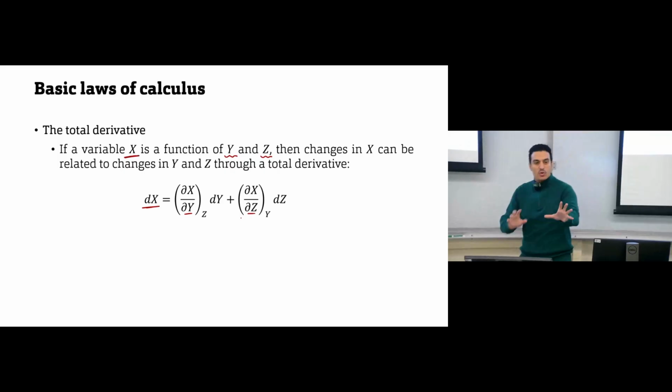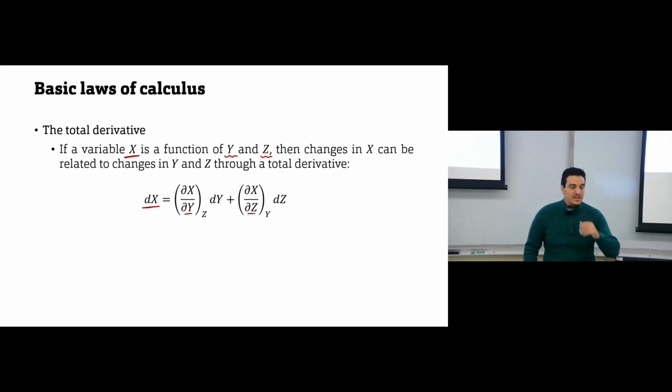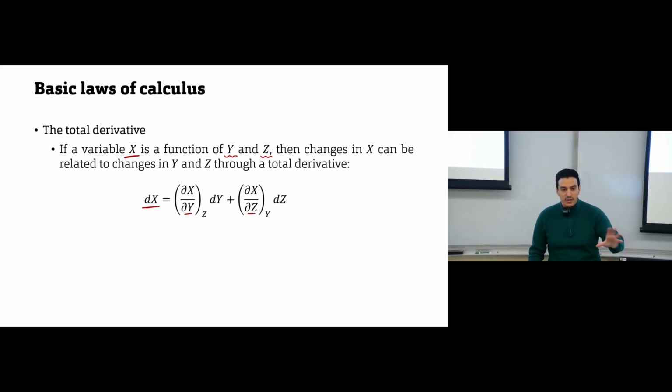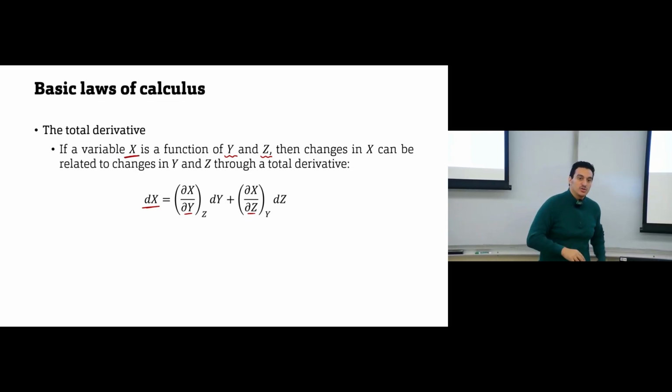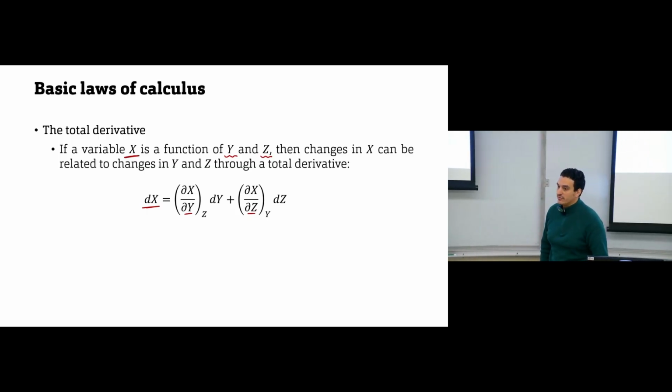So just take one of the independent variables, which is y, change it, keep the other constant, and see how changing y will make changes to x. Then see how changes in z will make changes to x. Sum both of them in order to find the total change in x.